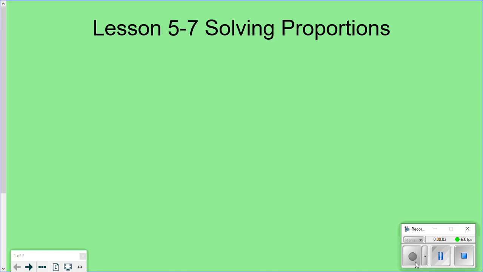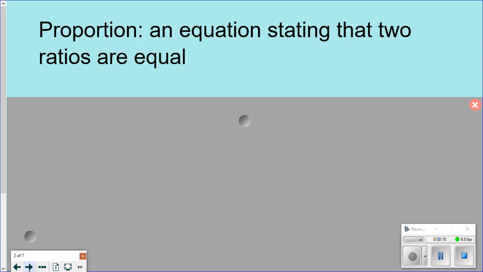Today's lesson is 5-7, solving proportions. You're lucky because it's not going to be too long of a lesson today. And I believe it's something we did last year, so just a little bit of a review for you. So this is 5-7, solving proportions.